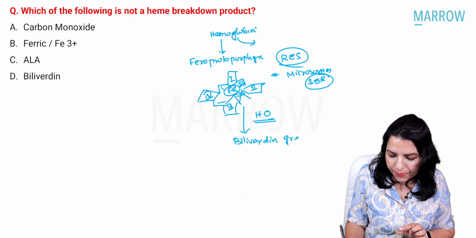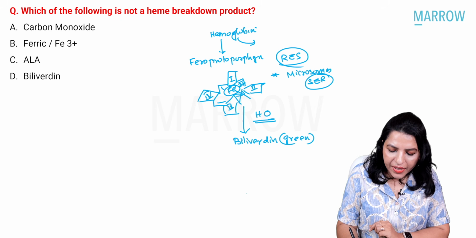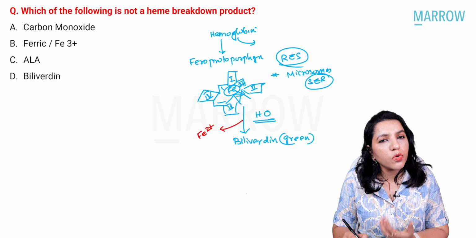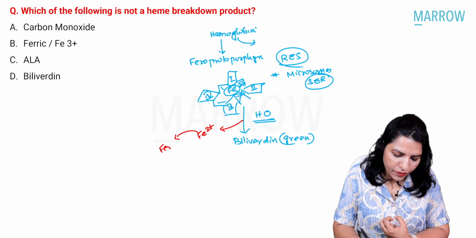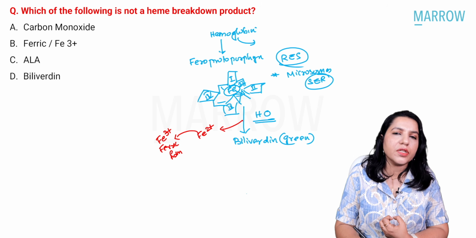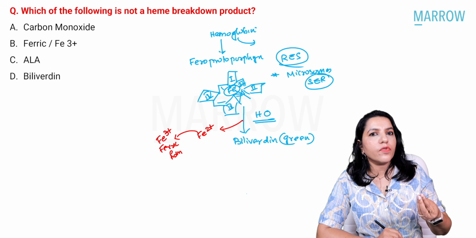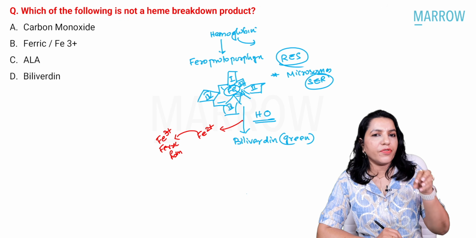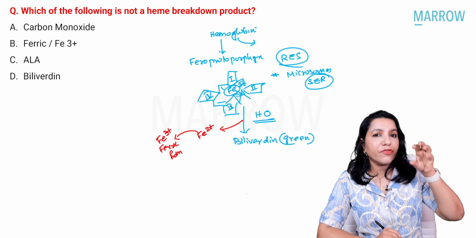This is a green pigment, plus the iron is released. The iron is released as ferrous form, not ferric form. But we know that there are enzymes which can convert this ferrous form to ferric form. So later on it can be converted to Fe3+ form, because whenever iron is transported, this ferrous form is converted to ferric form, and that is how it is transported or stored everywhere. In ferritin, transferrin, in all these places, the iron is there in a ferric form.